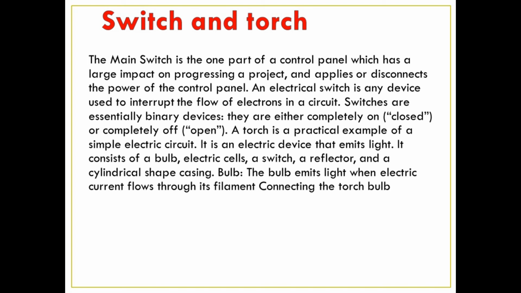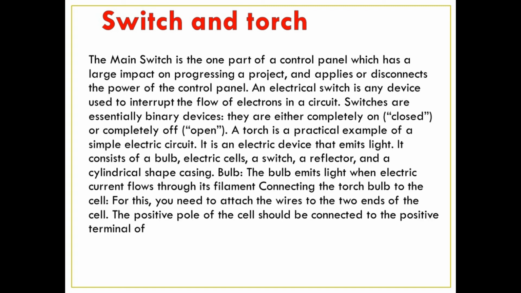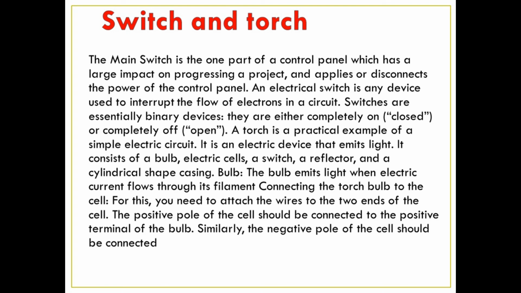A torch is a practical example of a simple electric circuit which we use every day in our hands. It is an electric device that emits light. It consists of a bulb, electric cells, a switch, a reflector, and a cylindrical shape casing. The bulb emits light when the electric current flows through its filament, connecting the torch bulb to the cell.